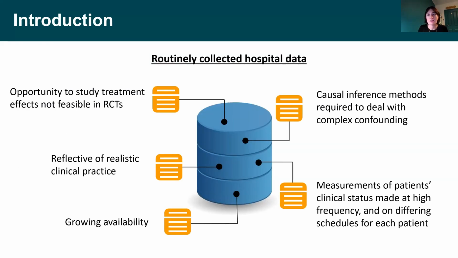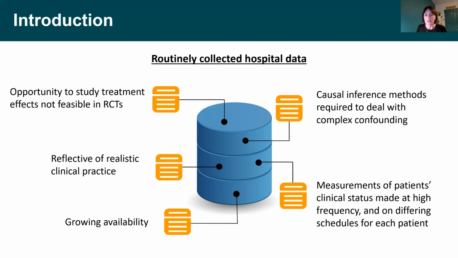So routinely collected hospital data provide the opportunity to study treatment effects that might not be feasible in randomized trials, for example, due to financial or ethical or logistical constraints, and that also may be more reflective of realistic clinical practice. And there's growing availability of these sorts of data.